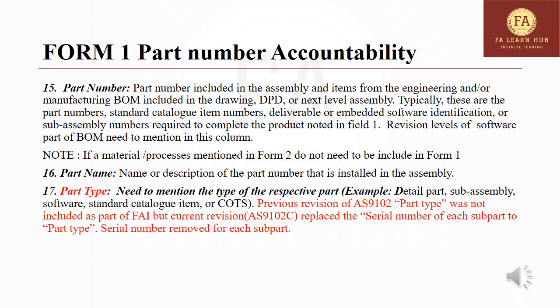This is a new requirement in AS9102C. In the previous revision of AS9102, that means B revision, part type was not there. Now in the current revision, it is included. In the previous revision, the serial number of each subpart was mentioned. Currently, we don't have to mention the serial number of each subpart. We have to mention part type. Serial number is removed from this revision.